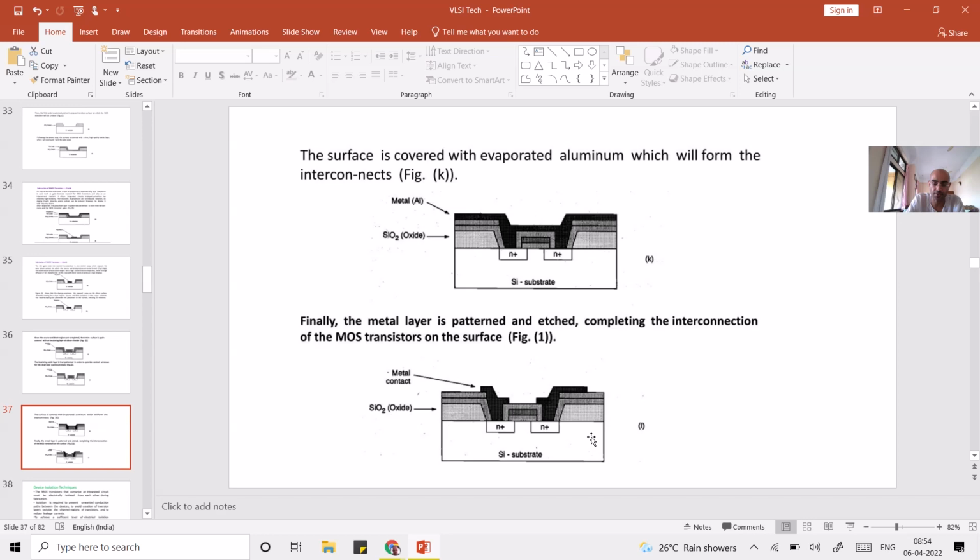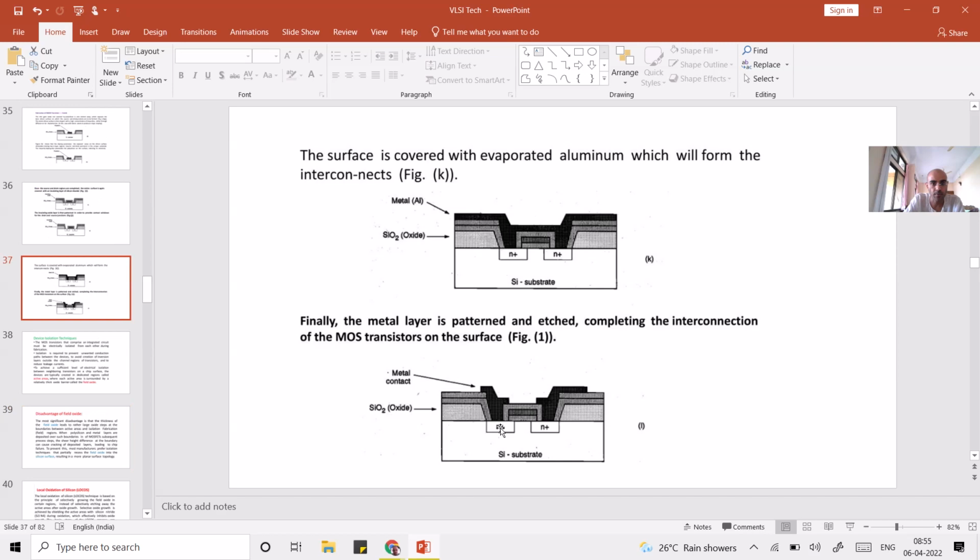Then the metal deposition is done, right? This is how you form the complete device. You can see the complete device in which you have the metal contacts for the source and the substrate, and the polysilicon gate for your gate terminal, right? So this was about the NMOS fabrication.